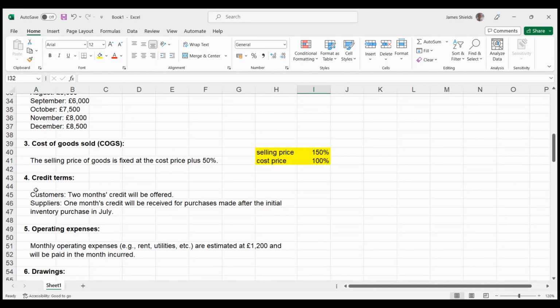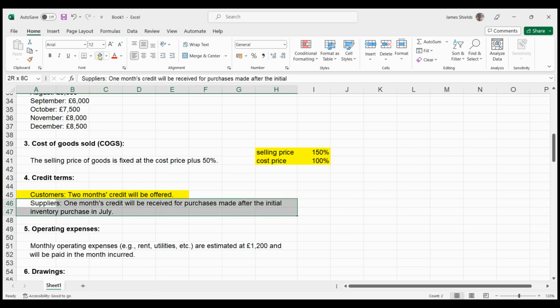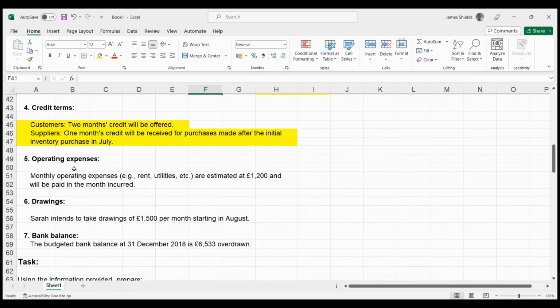Right, credit terms. Now customers, 2 months credit will be offered to customers. So in other words, they pay us 2 months after the goods are sold to them. Now suppliers, they get 1 month's credit. It will be received for purchases made after the initial inventory purchase in July. So after the initial purchase of inventory in July, suppliers will have 1 month's credit. So that's your suppliers.